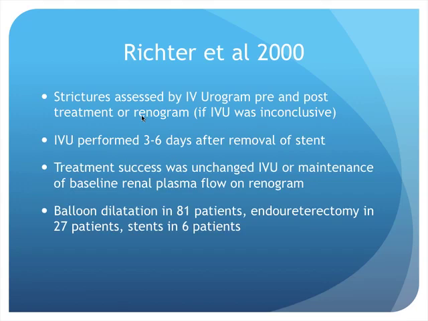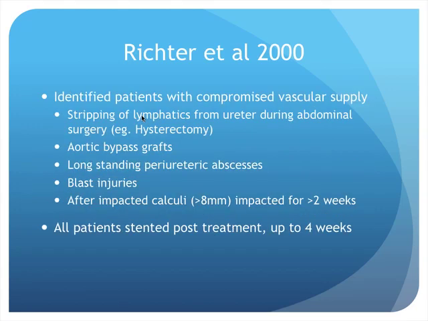So in this study, 81 patients had balloon dilation, 27 had endoureterotomy, and 6 of them had just stents. They identified that a compromised vascular supply would be a significant factor for success with balloon dilatation. So things like stripping of the lymphatics from the ureter during surgery, bypass grafting of the aorta, long-standing abscesses or impacted calculi for more than 2 weeks. All these patients were stented post-treatment up to 4 weeks.